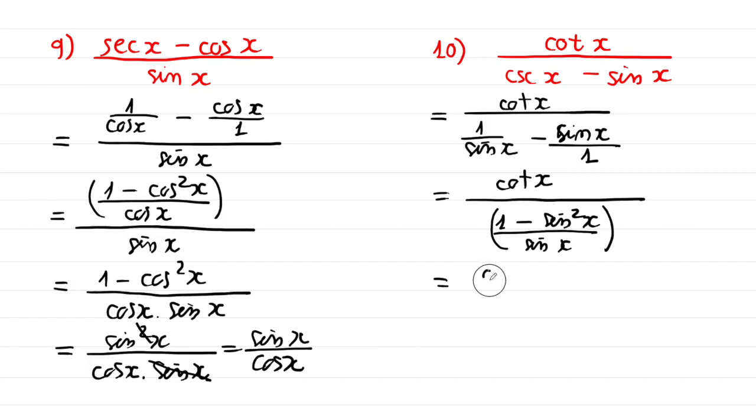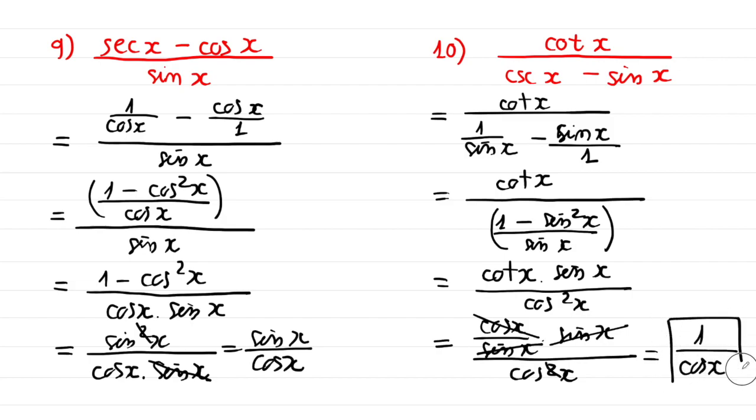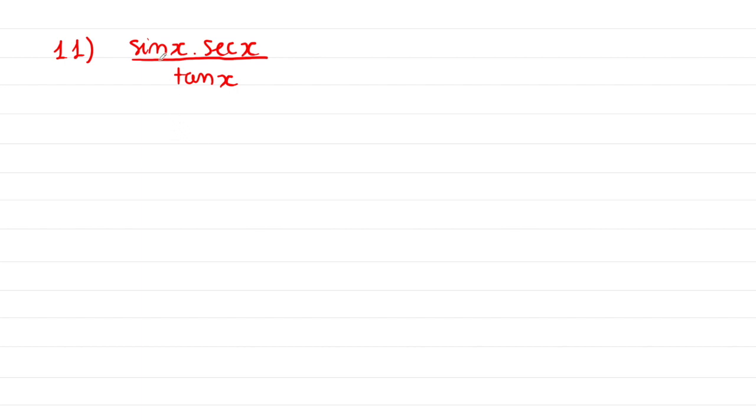It means this one will be equal to cotangent times sine x, like this, divided by cos square x. So what is cotangent x? It is cos divided by sine times sine divided by cos square. Simplify this one and simplify this, and here you will get 1 over cos as my final answer for this one.